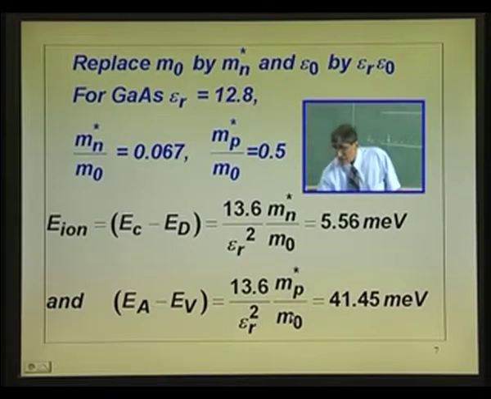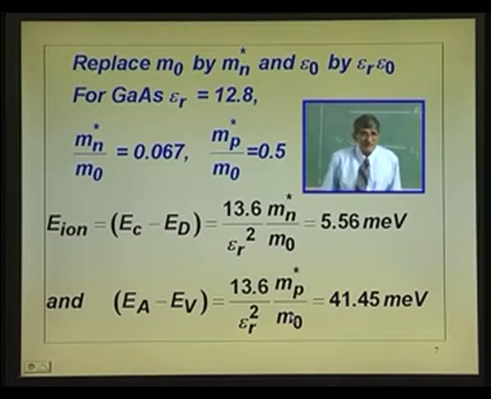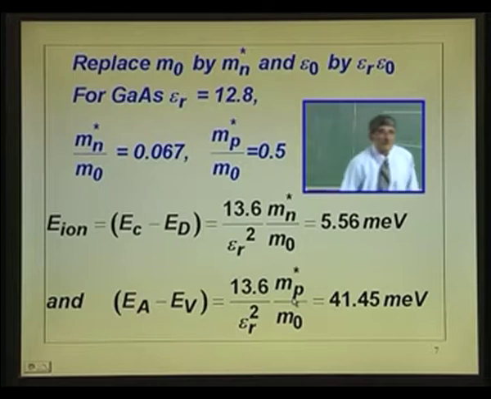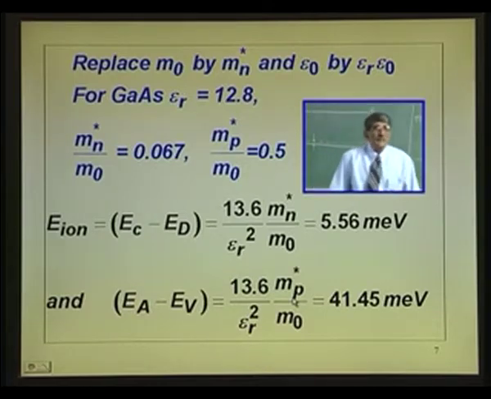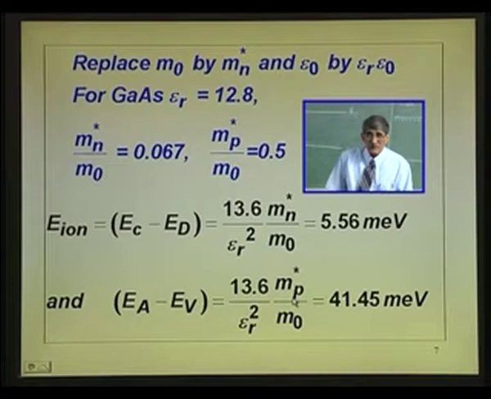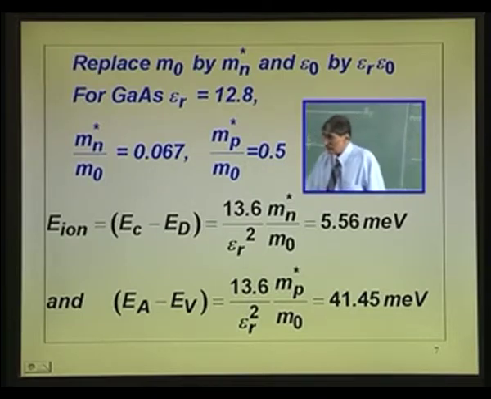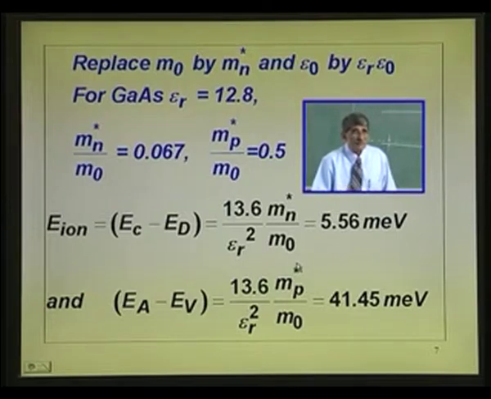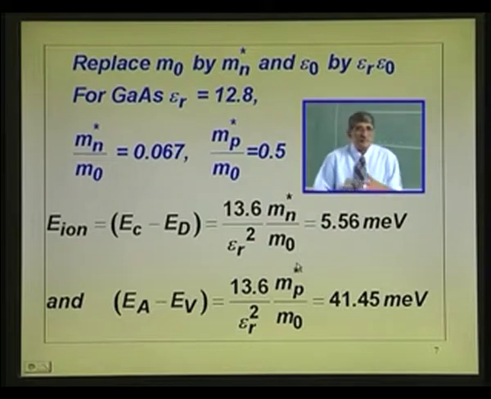Whereas, for the effective mass of holes, E A minus E V is much larger than that, because m p star by m naught is 0.5 for gallium arsenide, m n star by m naught is 0.067. So, depending upon how small is the effective mass, you get smaller this energy. This model is a very simplified model, but it works out. It is amazing. A hydrogen like model can be applied to such a complicated structure, crystal.